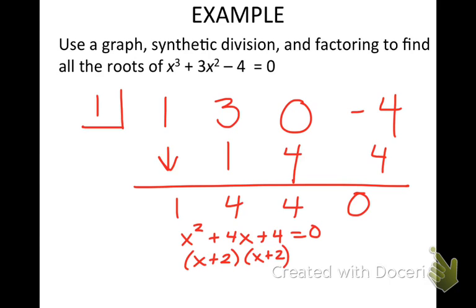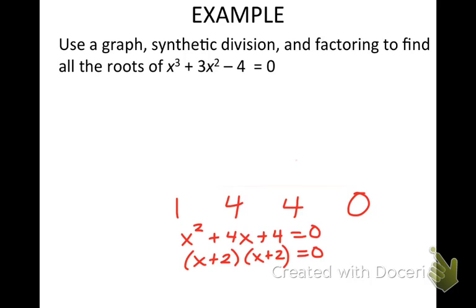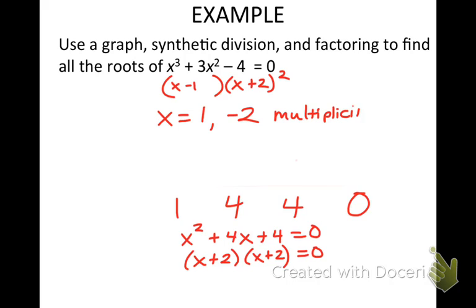X plus 2 equals 0. So what are my roots? -2 and -2. Twice and then 1. Right. So this in factored form was what? X minus 1 and then x plus 2 squared, right? Technically in factored form. So I have a solution of 1 and -2 with a multiplicity of 2. Yes.